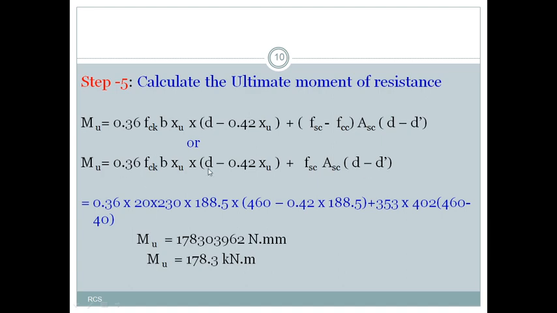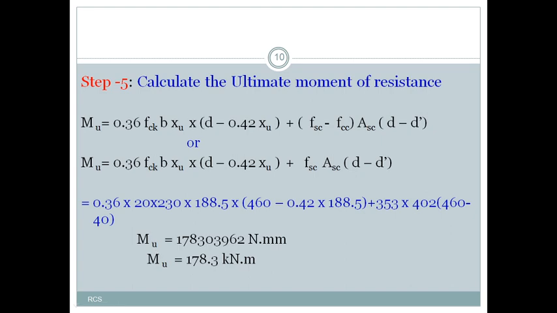If you substitute all those values in this formula, that is Fck, B, Xu and all, we will get the ultimate moment of resistance. So it is 0.36, Fck is 20, B is 230, and Xu, actual depth of neutral axis, is 188.5, and effective depth is 460, minus 0.42 Xu, the actual depth of neutral axis we have calculated, that is 188.5, plus Fsc, the compressive stress in compression reinforcement, that is 353, which we have calculated from Table F of SP16, and Asc is area of compression reinforcement, that is 402, and D minus D dash is 460 minus 40. You will get Mu equal to 178303962 Newton mm. If you want to convert that into kilonewton meter, divide it by 10 power 6, we will get Mu equal to 178.3 kilonewton meter. So this is the moment of resistance corresponding to the data given in this problem.